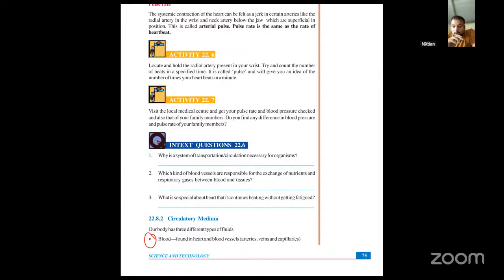Now, is anybody here who doesn't know about blood? Okay, Betty doesn't know. Blood is basically a medium which is flowing in our body. When you cut your hand, Betty, blood will come out. So you should know about blood. It's very important for human beings. If there is no blood, then you can die. So circulatory medium is basically blood, which is found in our heart and blood vessels, which are arteries, veins, and capillaries. Did you listen? Yes or no?